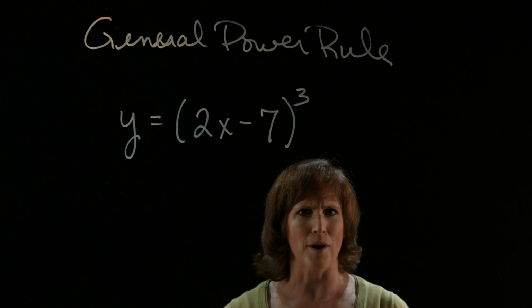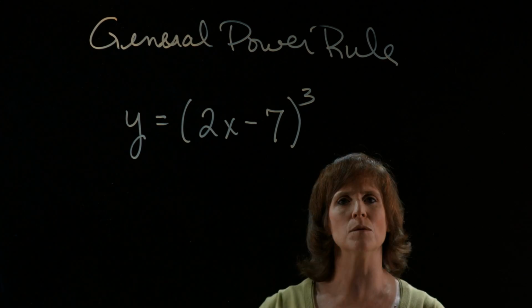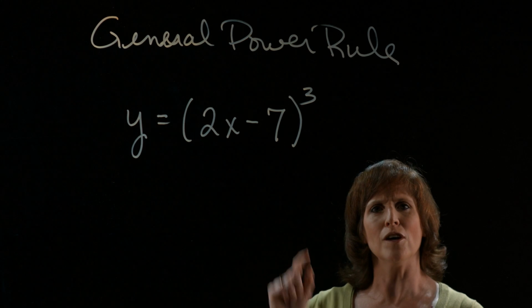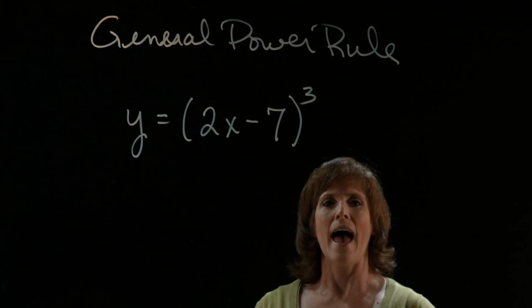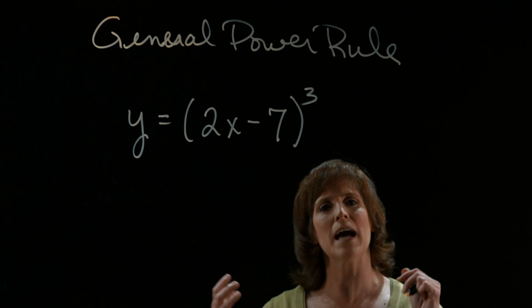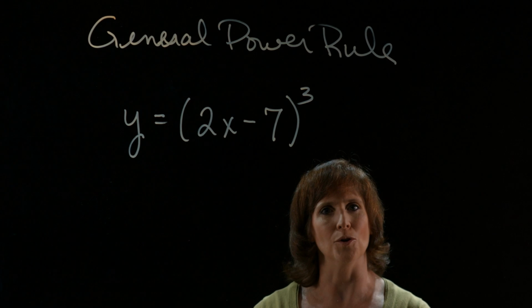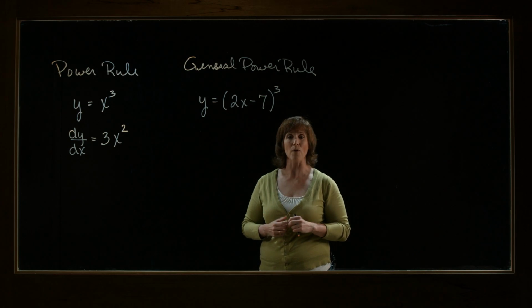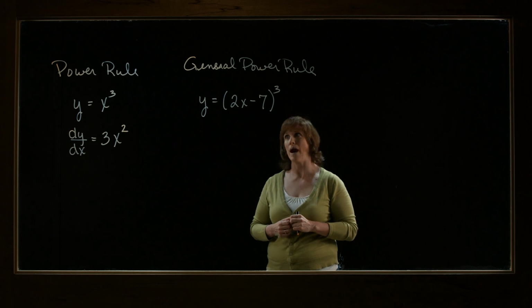I see several operations going on here. There's a constant multiple of 2, there's a subtraction problem, but there's also a cubing function. And the outside function, the one that encompasses the entire thing, is the cube. So that's the rule that I'm going to start with. Okay? And it's a power. So I'm going to be using the general power rule.